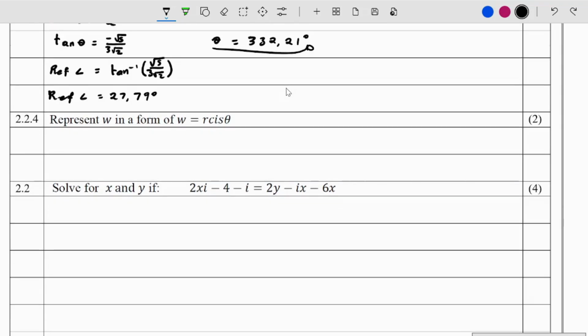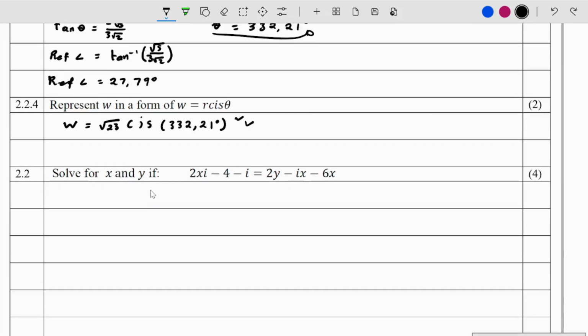Then the next question says represent W in the form r cis theta. So W is equal to r. We got the r as the square root of 23. And then you can say cis theta, it is 332,21 degrees. And that is a simple transformation from rectangular form to polar form. So this one here is written as polar form, just direct substitution.